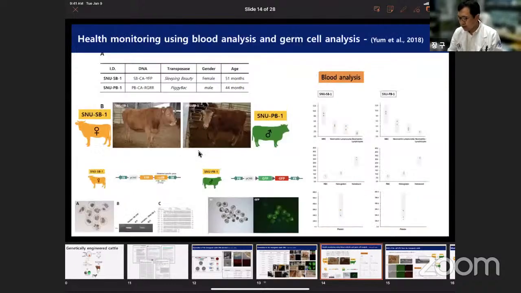And then SB1, PB1, this is the first baby and second baby. It was grown up 51 months and 44 months. Now it's 8 years old, 7 years old. They are still growing up without any health issue.